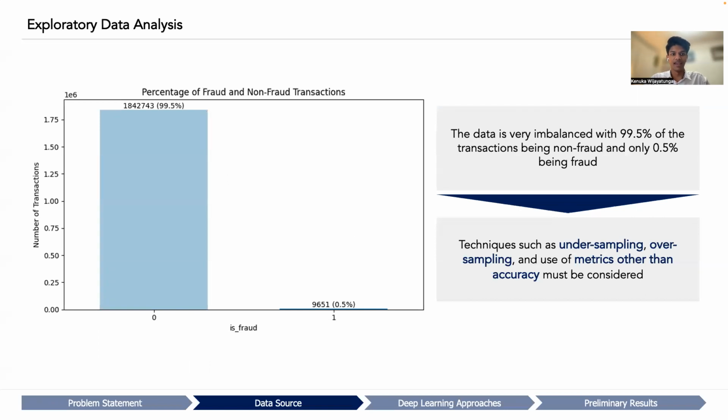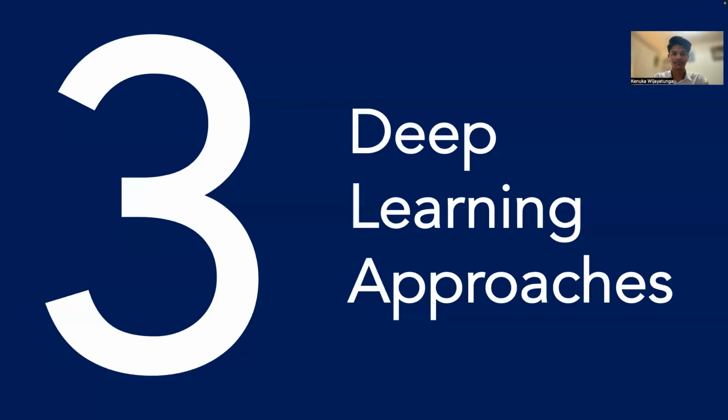A quick note on EDA, as previously mentioned, the dataset is extremely imbalanced, with 99.5% of the transactions being non-fraudulent and only 0.5% being fraud. As a result, techniques such as undersampling, which involves removing samples from the majority class, as well as oversampling, which involves duplicating samples from the minority class, as well as the use of metrics other than accuracy, were considered for our analysis to account for this imbalanced dataset.